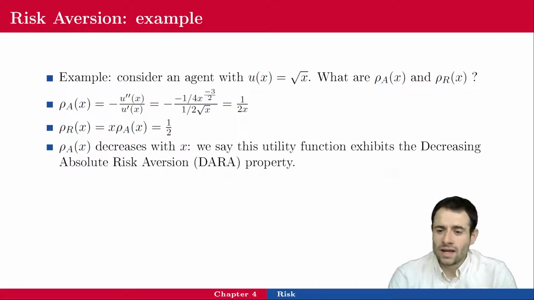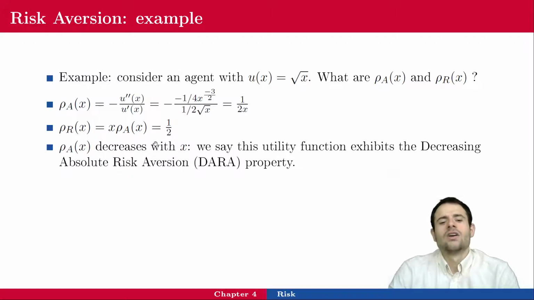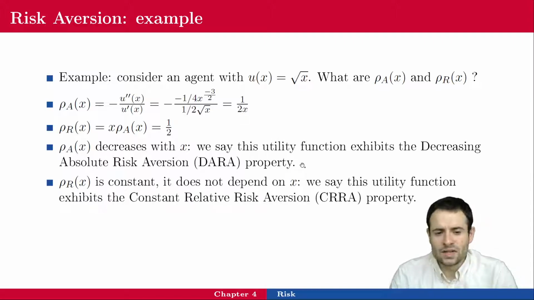I took an example that, again, I strongly suggest you work on. You will be asked to do similar computations, so the more practice you get, the better. I went over the case of a square root utility function that has a decreasing absolute risk aversion coefficient, so it's a DARA utility function, and at the same time it has a constant relative risk aversion, because this x here cancels with that x there. And so this utility function is also a CRRA utility function.